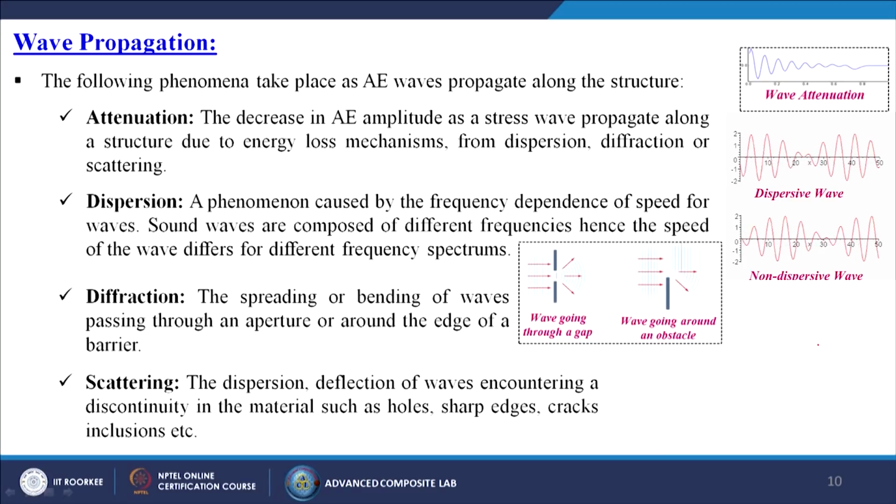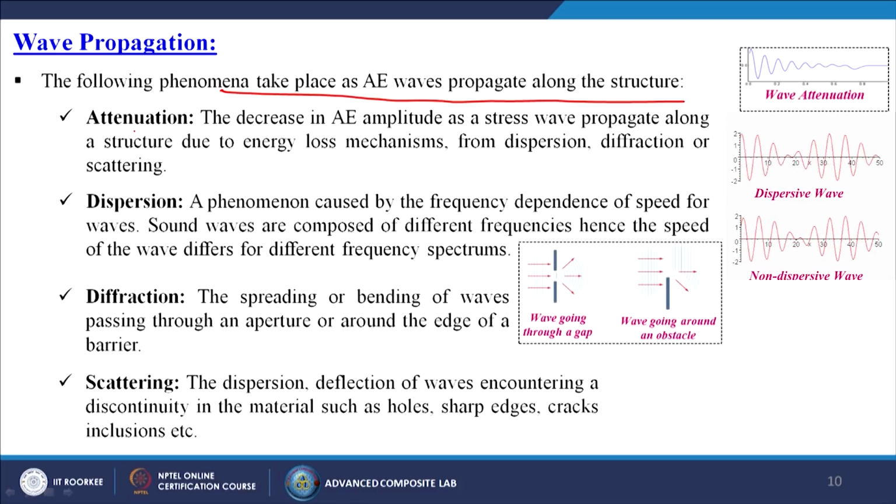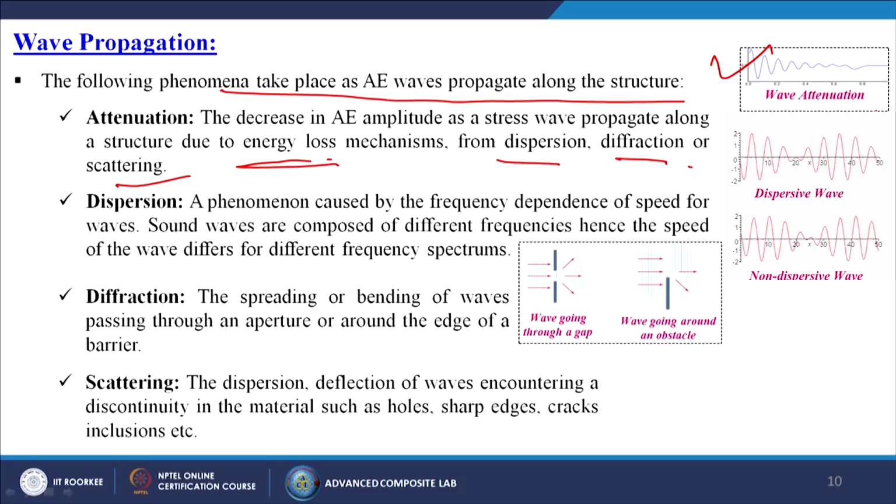Now, coming to wave propagation. The following phenomena take place as AE waves propagate along the structure. First one is called attenuation. The decrease in AE amplitude as a stress wave propagates along a structure, due to energy loss mechanisms from dispersion, diffraction or scattering. It looks like this, wave attenuation.